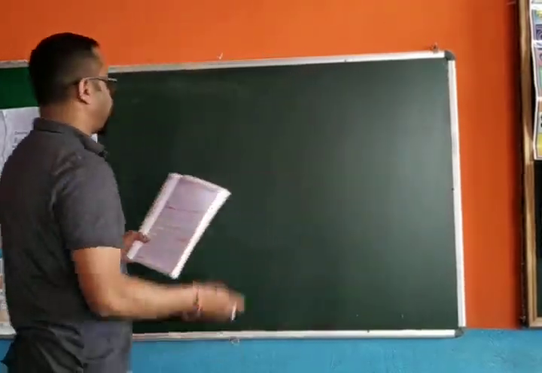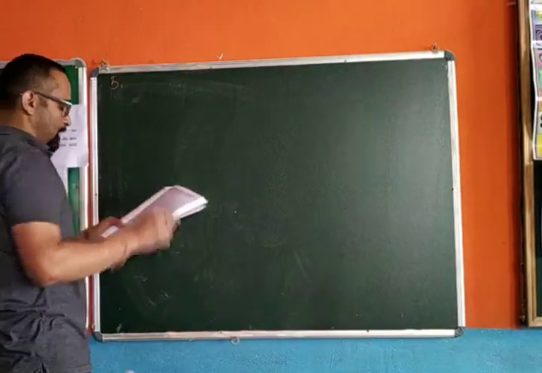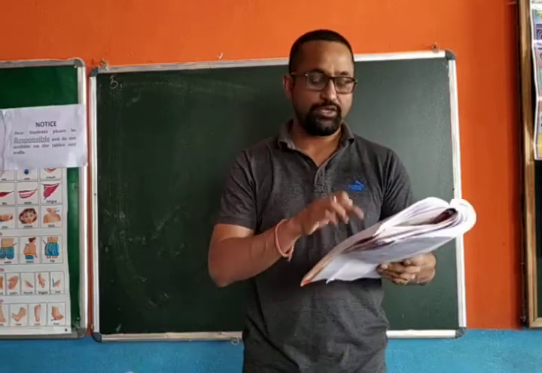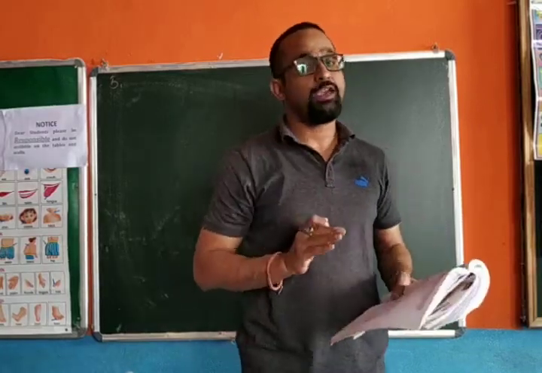Question number 5. How many cubic meters of soil must be dug out to make a well 20 meter deep and 2 meter in diameter? Since you have dimensions given, 20 meter and 2 meter, I'll be using different dimensions so that you can try question number 5 yourself.